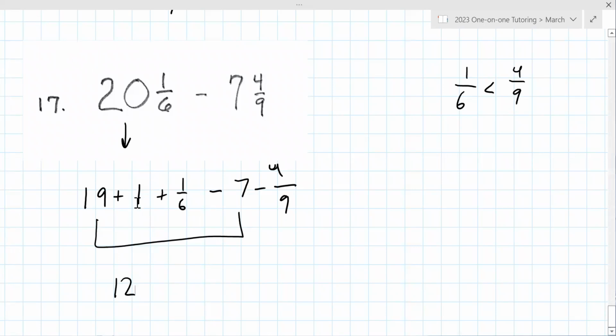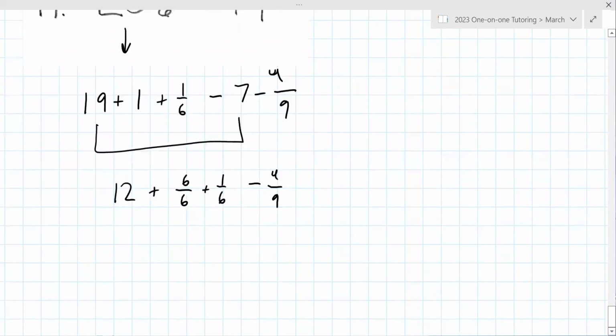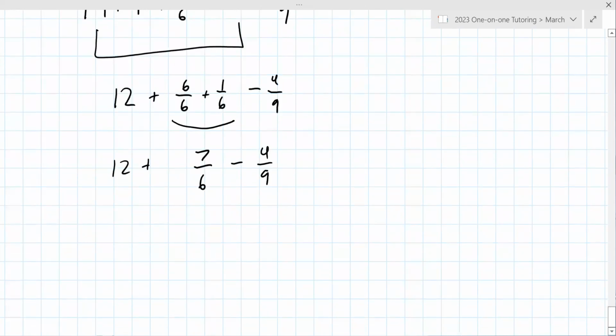Okay, now this 1 has to match up with the 6. So it becomes 6 over 6 plus 1 over 6. Okay, what does that fraction become there in the middle? It would become 7/6. 7/6, very good. And then you subtract 4/9. You've got to make a least common multiple here. It ends up being 18. Okay, so that's 21 minus 8. What does the final answer become?